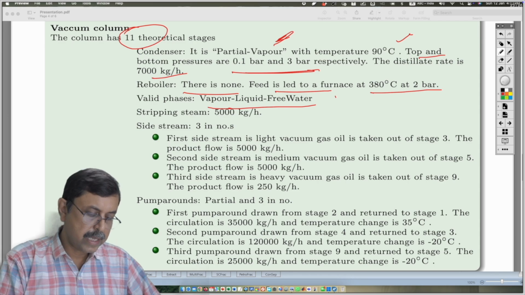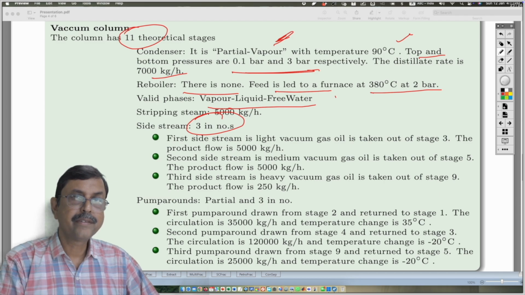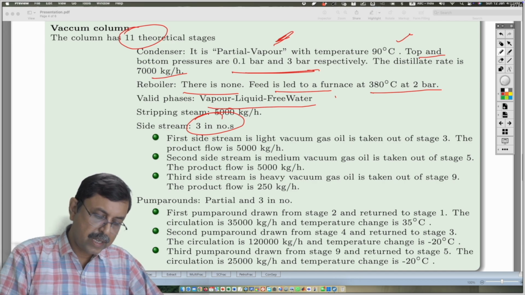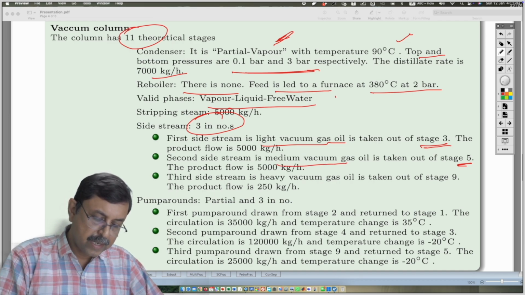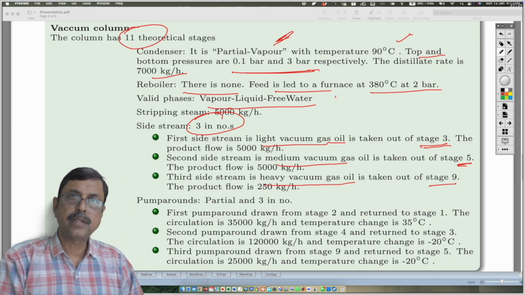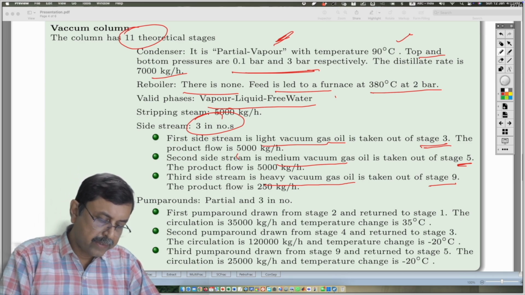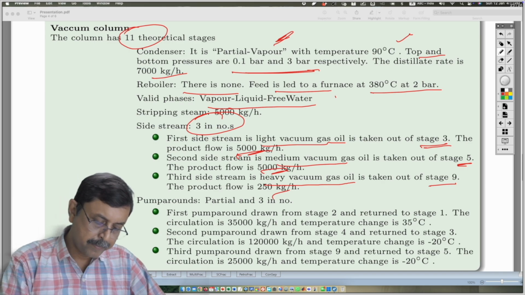The side stream, there are 3 numbers. Now here we do not have a stripper, but we have a side stream. Side stream means we take out the streams from stage 3 first, the side stream. It is light vacuum gas oil. Then from stage 5 we take out medium vacuum gas oil, and from stage 9 we take out heavy vacuum gas oil. So we just take out the streams from there. And the product flow rates are also given, 5000, 5000 and 250 kg per hour.